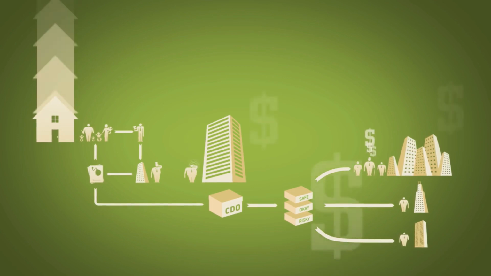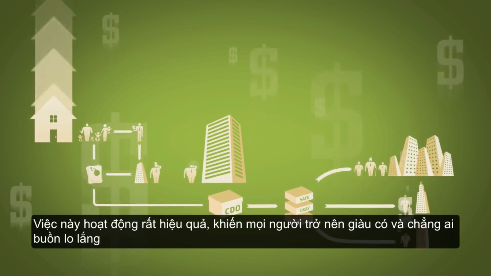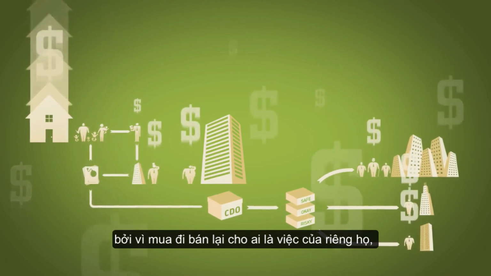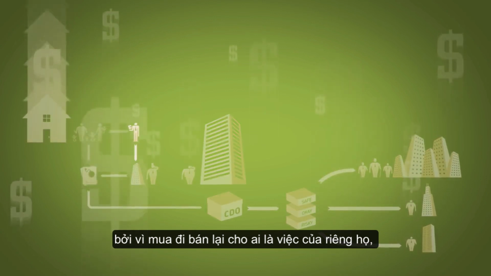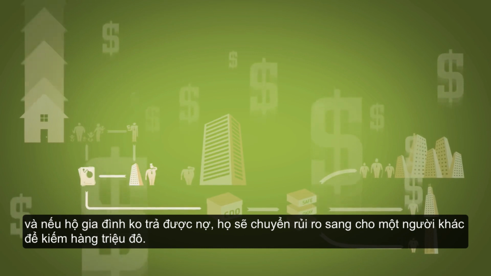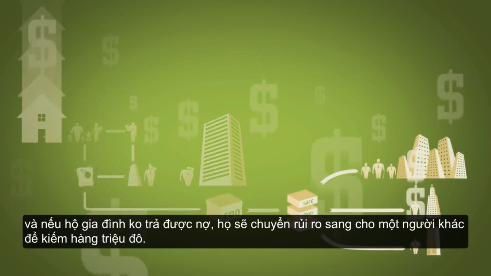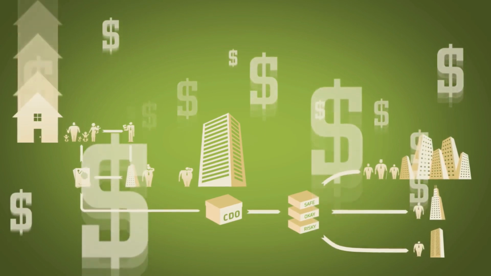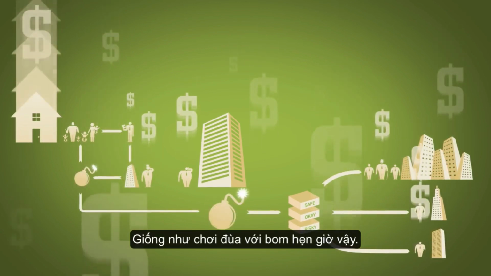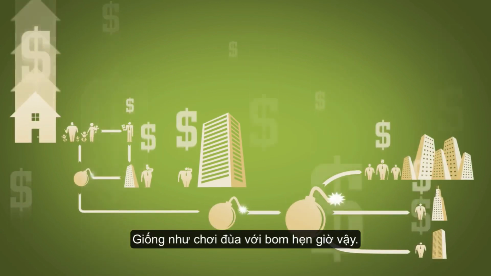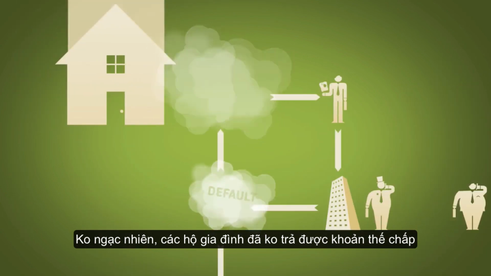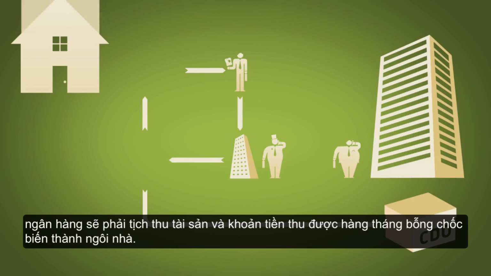This actually works out nicely for everyone and makes them all rich. No one was worried because as soon as they sold the mortgage to the next guy, it was his problem. If the homeowners were to default, they didn't care. They were selling off their risk to the next guy and making millions, like playing hot potato with a time bomb. Not surprisingly, the homeowners default on their mortgage, which at this moment is owned by the banker.